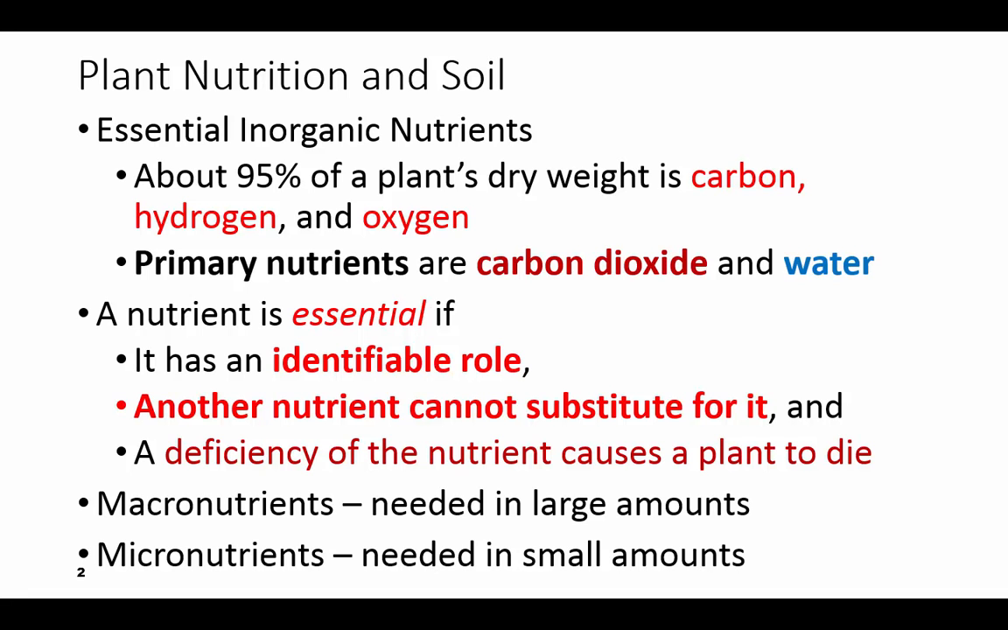They have to have some essential nutrients. And it's essential if it has an identifiable role and you can't substitute another nutrient for it. So if they don't have that nutrient, they're going to die. They're going to need macronutrients in large amounts and micronutrients in small amounts. And they need the nutrients that are absorbed as minerals by the roots.